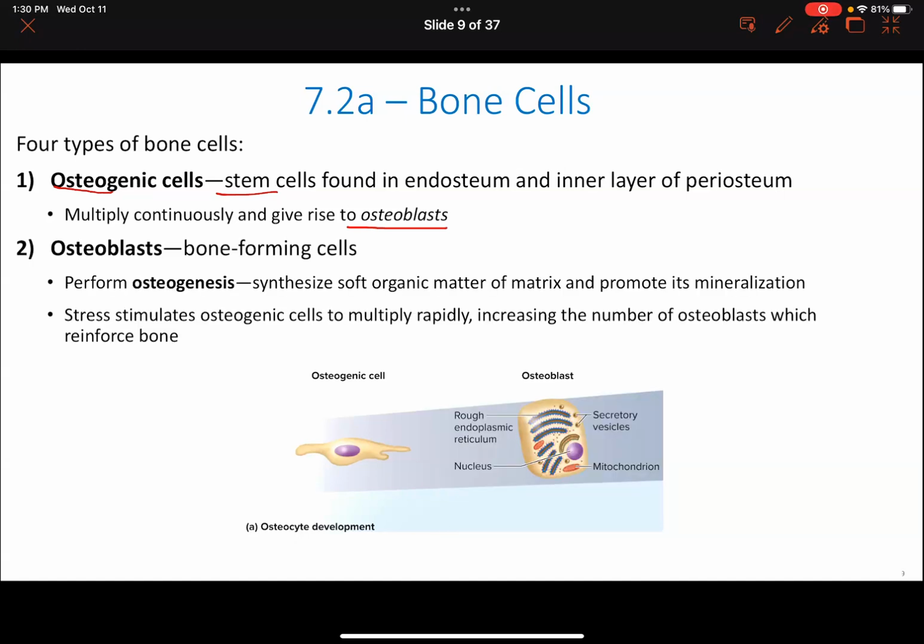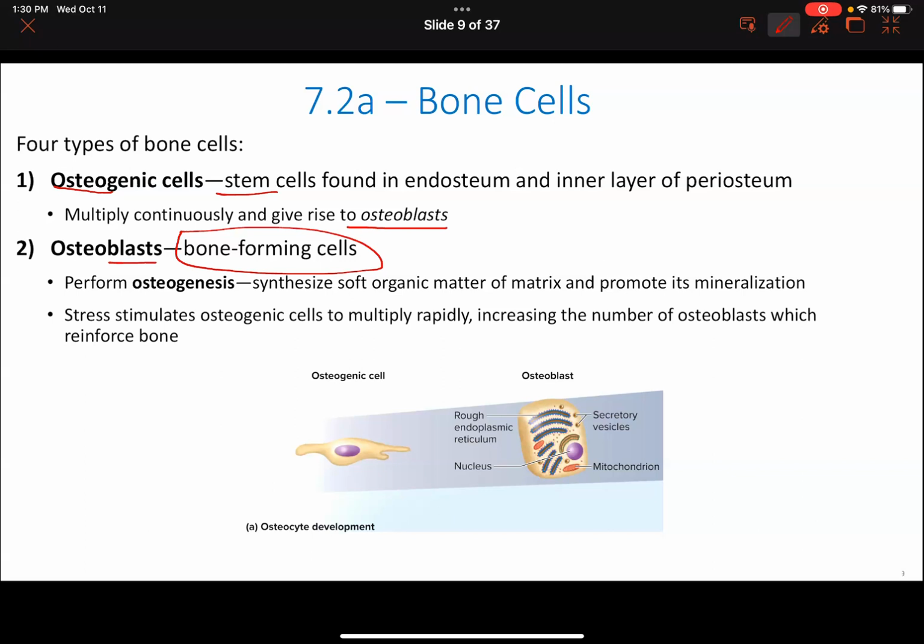The osteoblasts, again, osteo means bone, but blasts are also generators. These are specifically bone-forming cells, osteoblasts. These are going to perform osteogenesis, genesis, creation, is what that root means.